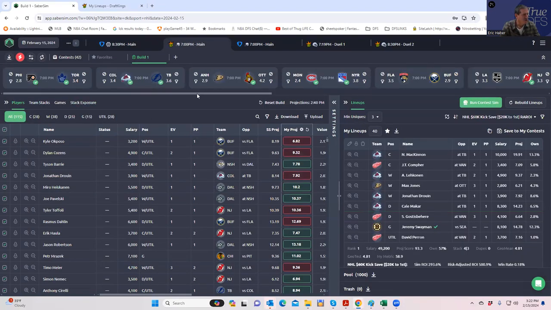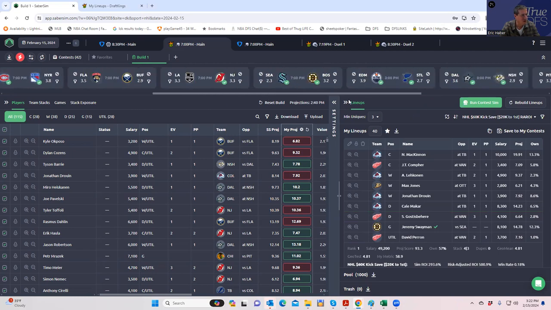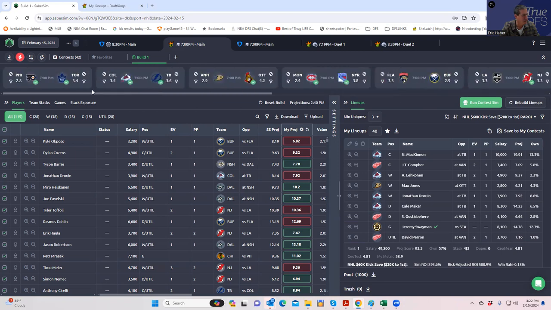What I'd like to do first is scroll through the SaberSim game list here to see which teams have high implied goal lines. I know that all gets factored into projections already, and you could just go to the sheet and start there. But I do like to see what teams I would expect to project well. And I also like to see how the slate lays out as far as timing and late swap goes.